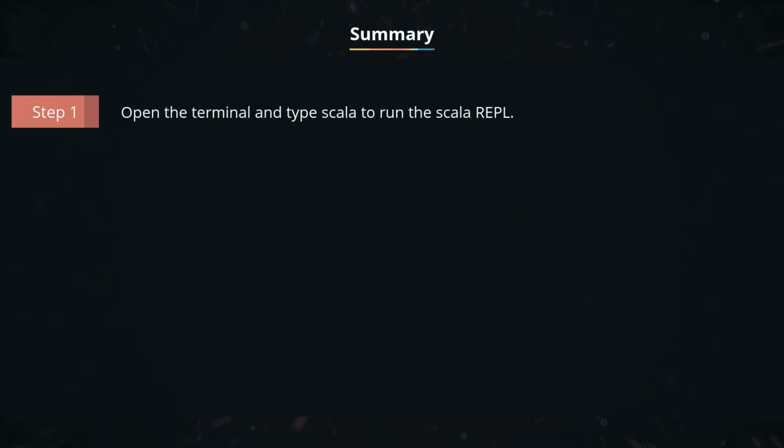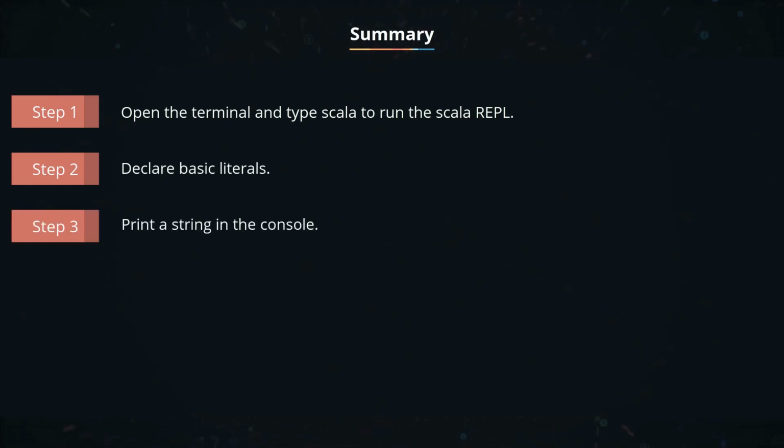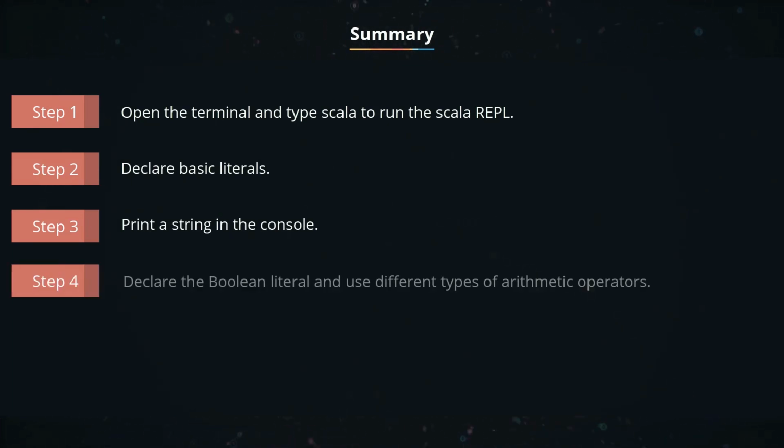Let me quickly show you the steps now. Step 1. Open the terminal and type Scala to run the Scala REPL. Step 2. Declare basic literals. Step 3. Print a string in the console. And Step 4. Declare the Boolean literal and use different types of arithmetic operators.